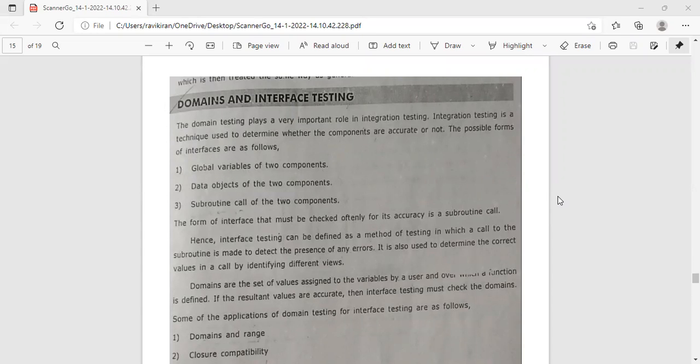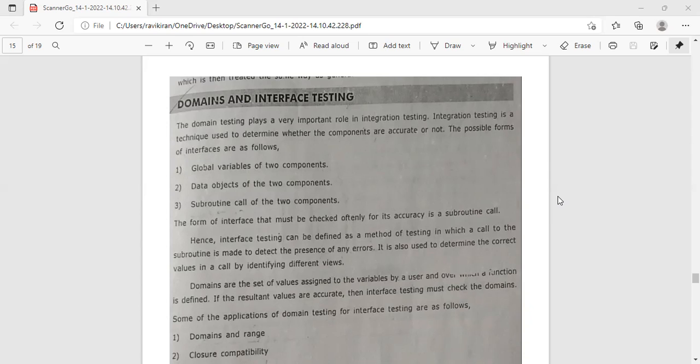Last class we discussed equality and inequality predicates. Today's topic is domains and interface testing.